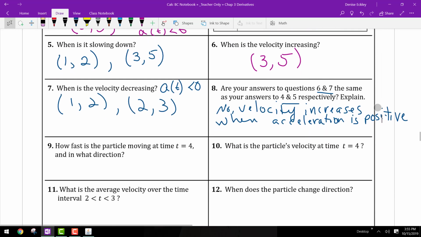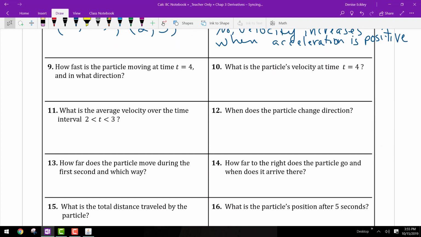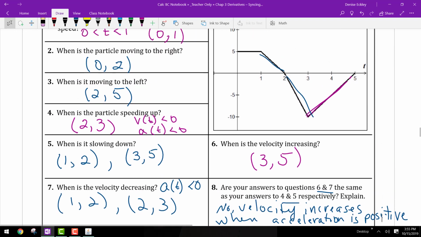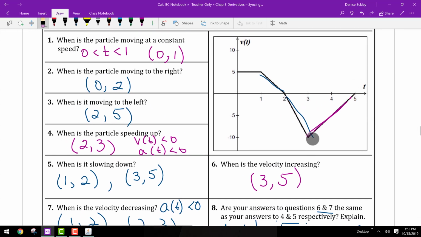Okay, next couple questions. How fast is the particle moving at time t equals 4, and in what direction? And what is the particle's velocity at time t equals 4? So let's do those together. So let me erase what I have on here. So we're talking at time equals 4. So that's right here. So we want to know, again, how fast is the particle moving and in what direction? And secondly, what is the particle's velocity? So that's the easy one. So let's do that one first.